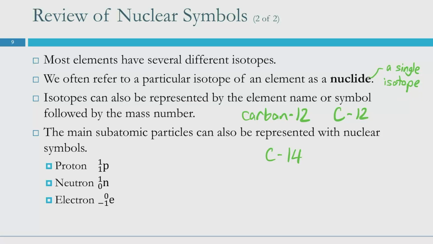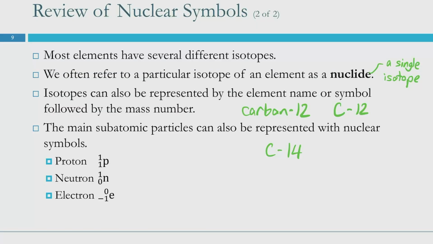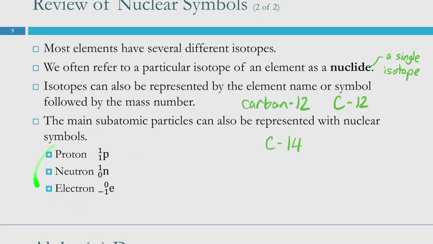And we can represent our main subatomic particles, protons, neutrons, and electrons, with these nuclear symbols. So for our proton, the symbol is P. It's got 1 proton, so this lower number is 1, and it's also got 1 proton, no neutrons, so the upper number is also 1. For our neutron, the symbol is N. The lower number is 0 because we have 0 protons. The upper number is 1 because that's protons plus neutrons. We've got 1 neutron, and a neutron, profound. And for electrons, we've got the symbol E. We've got a -1.